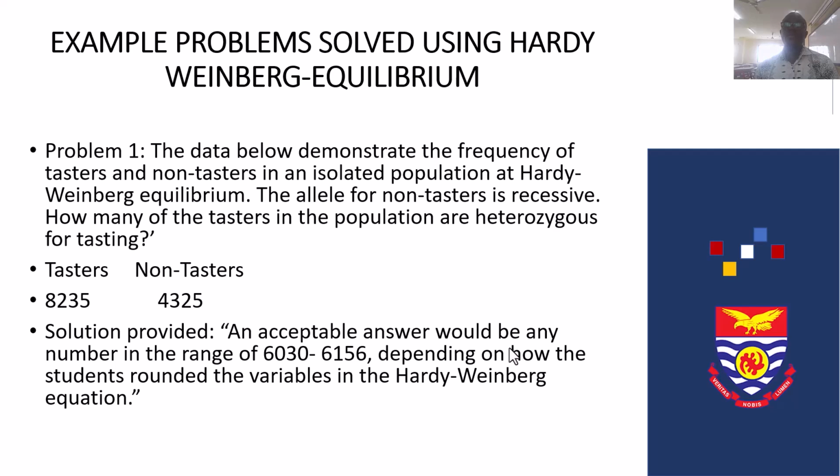Problem 1. The data below demonstrates the frequency of tasters and non-tasters in an isolated population at Hardy-Weinberg equilibrium. The allele for non-tasting is recessive. How many of the tasters in the population are heterozygous for tasting? Tasters are 8,235. Non-tasters are 4,325. Solution provided. An acceptable answer would be any number in the range of 6,030 to 6,156, depending on how the students rounded the variables in the Hardy-Weinberg equation.